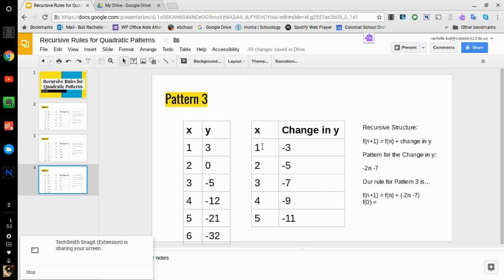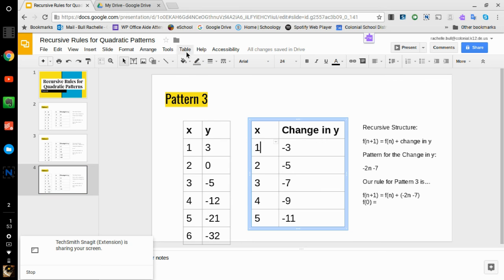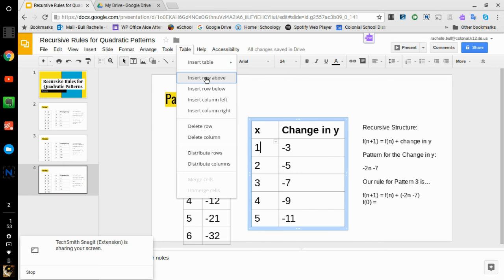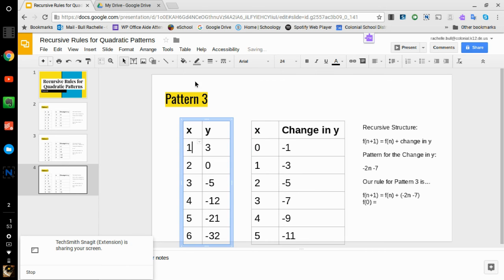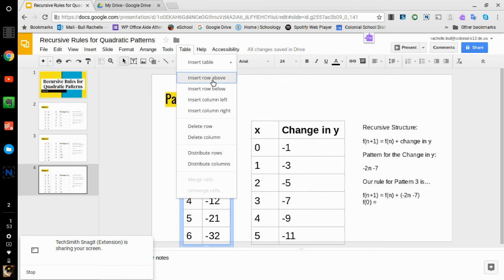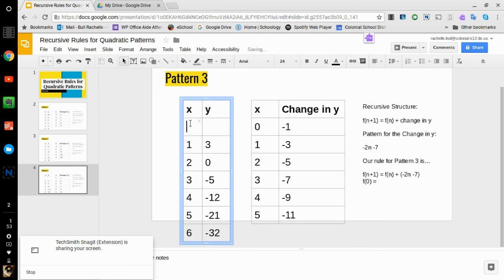We need to figure out what it was at 0. So let's just go up, all right? So we're at the table. Let's insert a row right above. We know that at 0, the change would have to be negative 1 to follow the pattern. So let's look. Insert another row above over here. So if the change was from here to here minus 1, that means we had to go 4. 4 minus 1, 3. 3 minus 3, 0. 0 minus 5, negative 5. Negative 5 minus 7, negative 12. So that has to be our starting value.